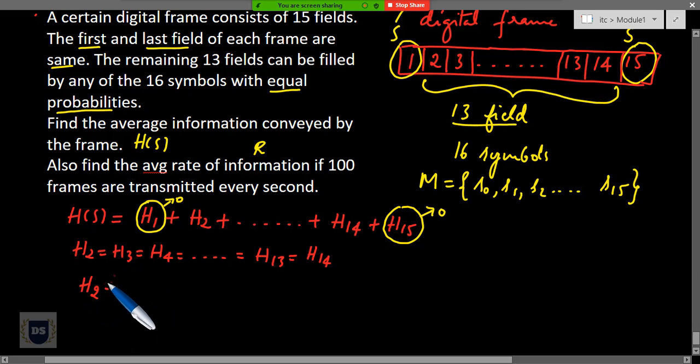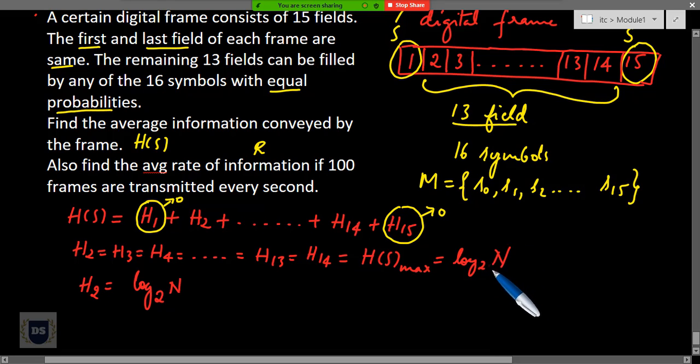If I try to find out entropy due to just field number 2, I can have it equal to log to the base 2 of n. I am making use of this formula because each of these fields can have any of the 16 symbols with equal probabilities. When I have equal probability distribution, all these H are equal to H of s max, and by now we already know the value of H of s max, mathematically given as log to the base 2 of n, where n can be thought of as the number of symbols, and there are 16 symbols.